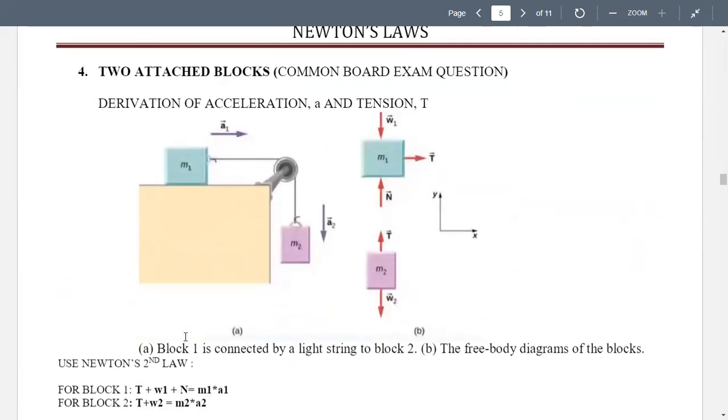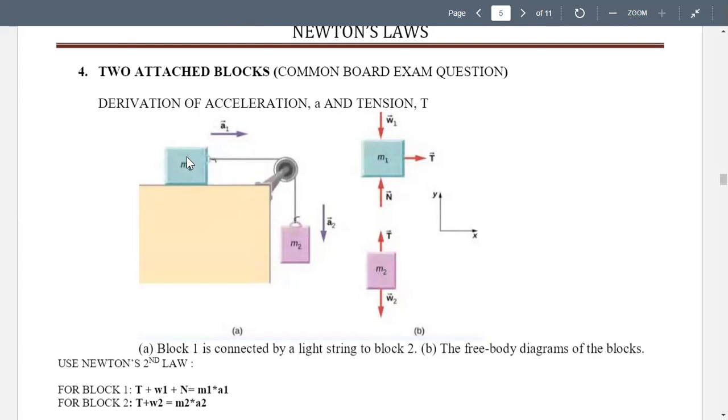So this is a common board exam problem question. So we have to determine or establish an equation for this type of figure. We are given the first block here with mass of M1 and then a carrying mass here M2. Since the motion of the whole figure is downwards, whereas your A1 is moving towards your right, and then your A2 or the acceleration 2 of this second mass here is moving downwards. Hence, your M2 is heavier than your M1.